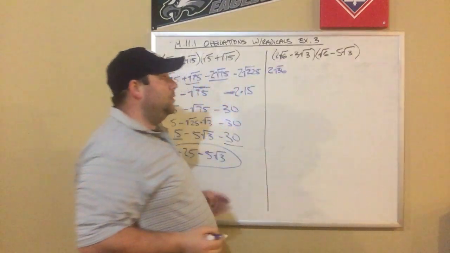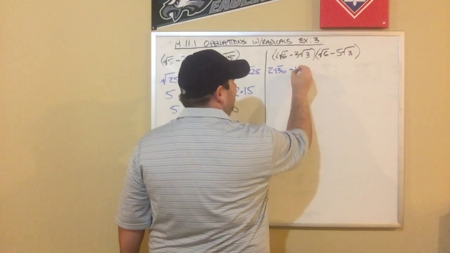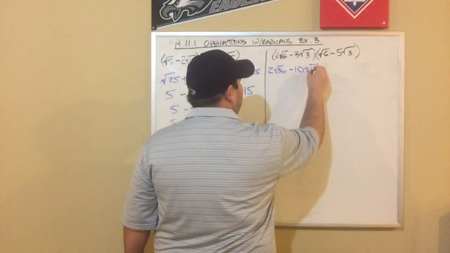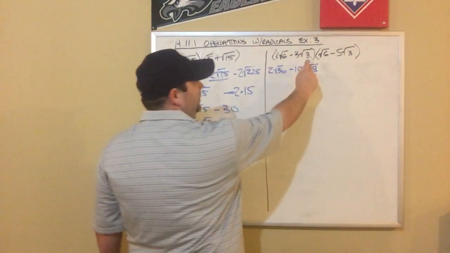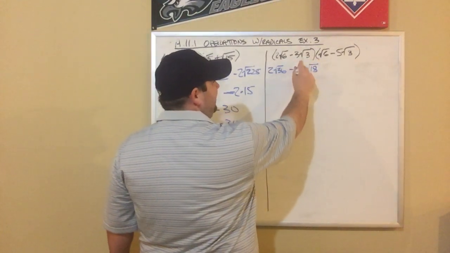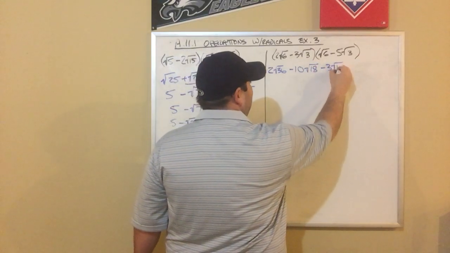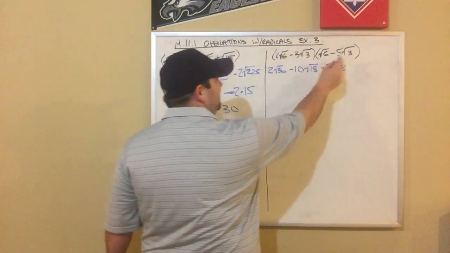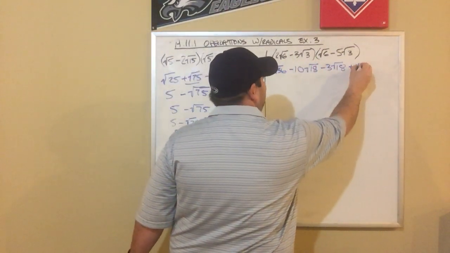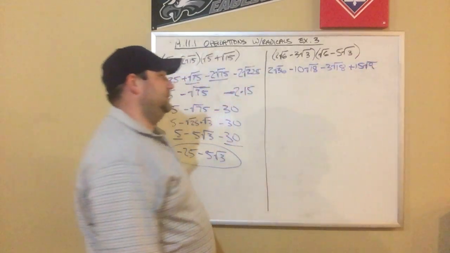So in this case, what you're going to do is you multiply your whole numbers. 2 times negative 5 is negative 10. Root 6 times root 3 is root 18. So then I've got my inner terms, negative 3 root 3 times root 6. That's going to be negative 3 root 18. And then I've got my last terms. So negative 3 times negative 5 is positive 15. Root 3 times root 3 is the square root of 9.